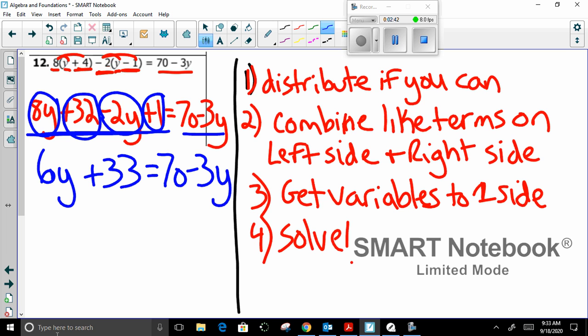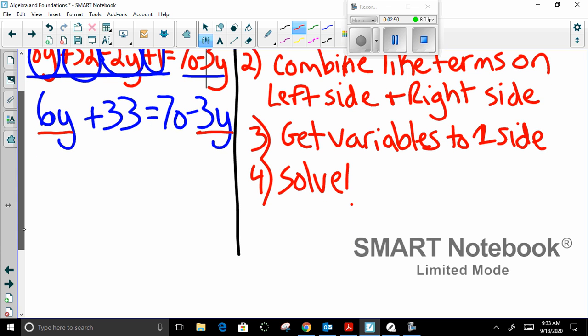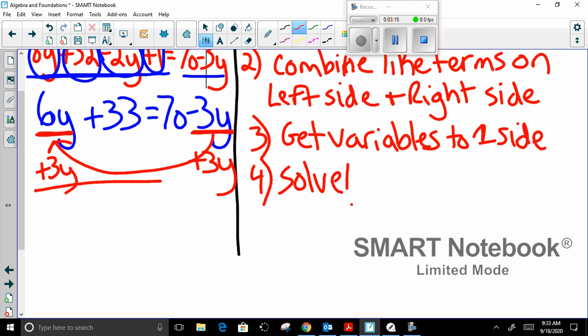All right, now get variables to one side. I have this variable here and this variable on the other side. The rule of thumb is usually to bring the smaller variable over to the larger variable by using your inverse operations. Well, this is a positive 6y, this is a negative 3y. The negative 3y is smaller. Bring it over to the 6y by doing your inverse operations. The opposite of negative 3 is positive 3. And let's see what we're left with. 9y plus 33 equals 70.